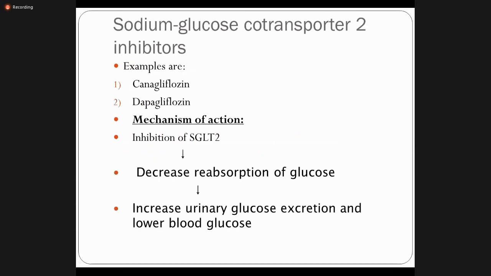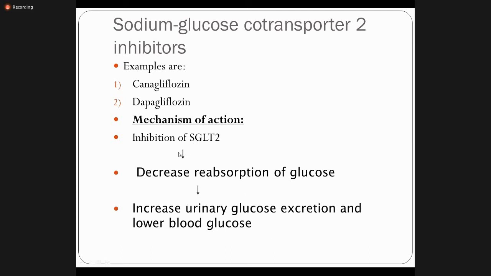Now this is the most current group that is being used, and that is the sodium glucose co-transporter 2 inhibitors. And examples are canagliflozin and dapagliflozin. And the mechanism of action: it will inhibit the sodium glucose co-transporter type 2, because first understand the mechanism of this transporter. It is responsible for the reabsorption of glucose in the kidney, right?